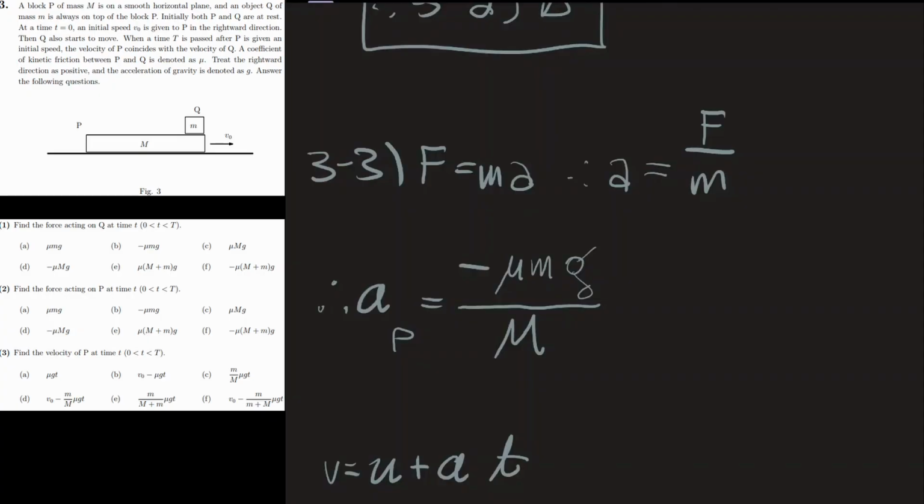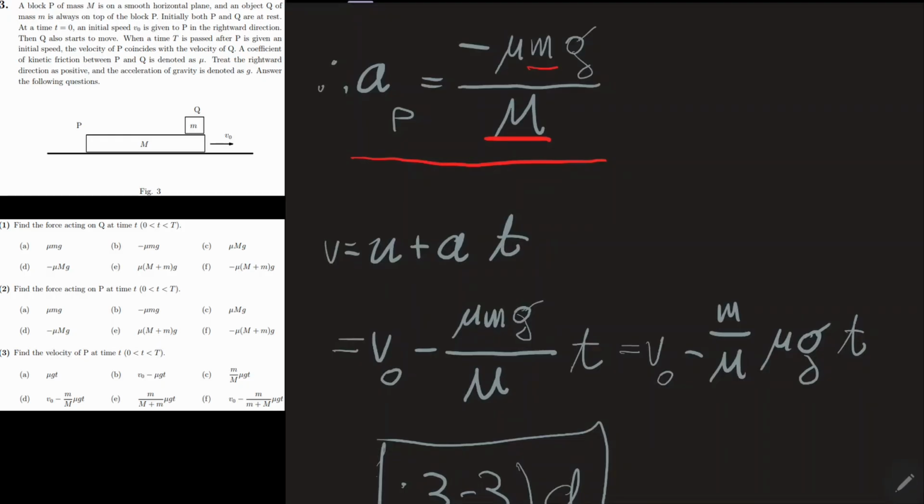Next is part 3, which says find the velocity of P at time t between 0 and big T. To find the velocity, you can use one of the SUVAT equations. For that, we can use that force equals mass times acceleration, and then rearrange to solve for acceleration. Doing this, we find that the acceleration of block P is equal to the force on block P divided by its mass. So it's negative mu small m g divided by big M. Keep in mind, remember there's two different m's.